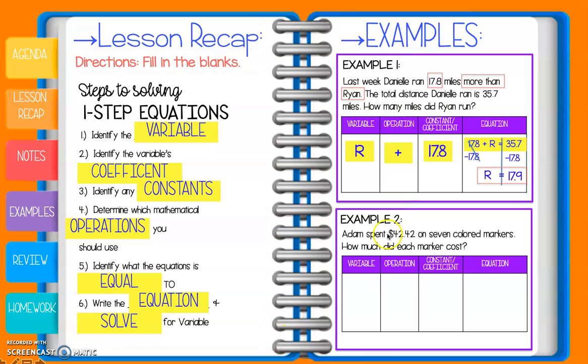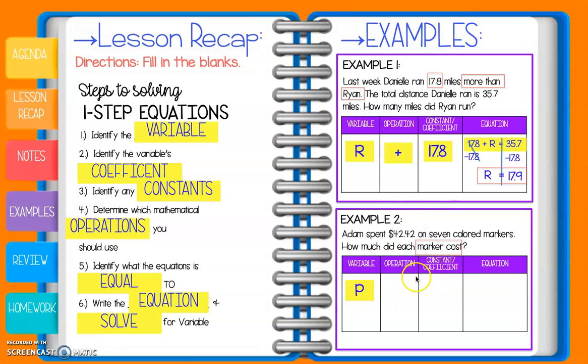Okay. All right, let's take a look at example 2. Example 2 says Adam spent $42.42 on 7 colored markers. How much did each marker cost? So the first thing that we're going to be looking for is our variable. And if we're looking for what we don't know in this problem, we don't know how much each marker cost. And I'm going to call that P because I don't know the price of that marker. Okay.